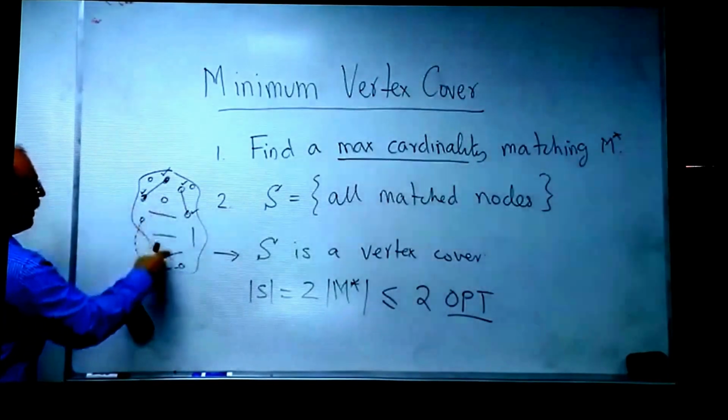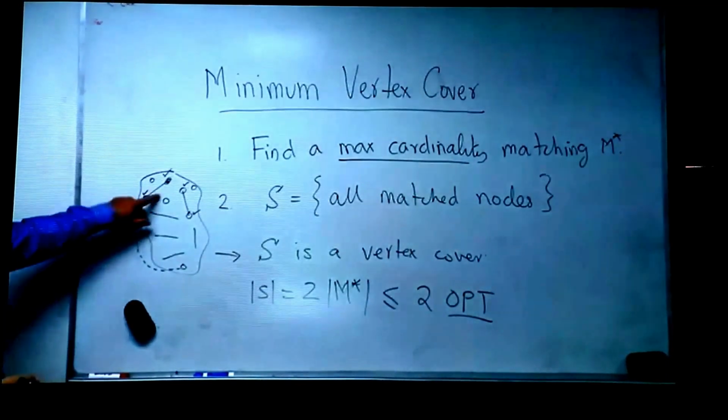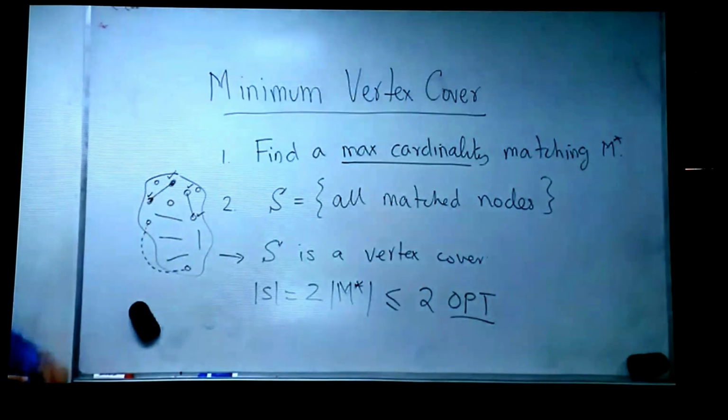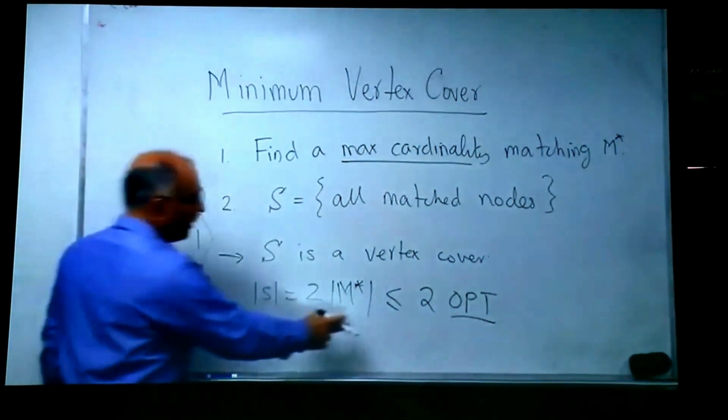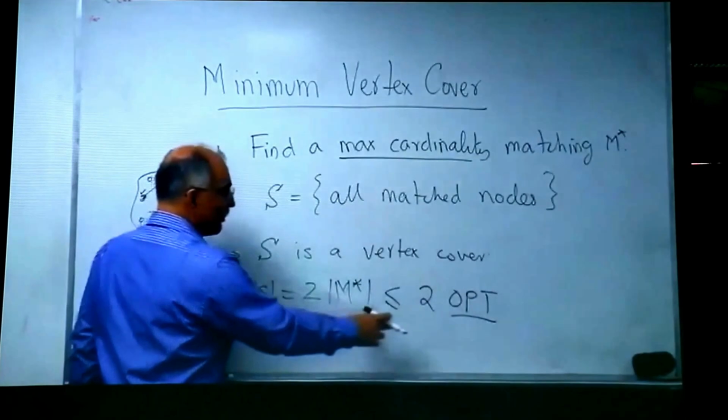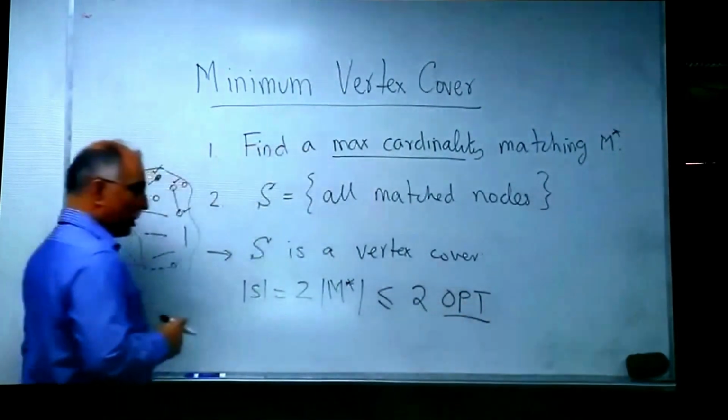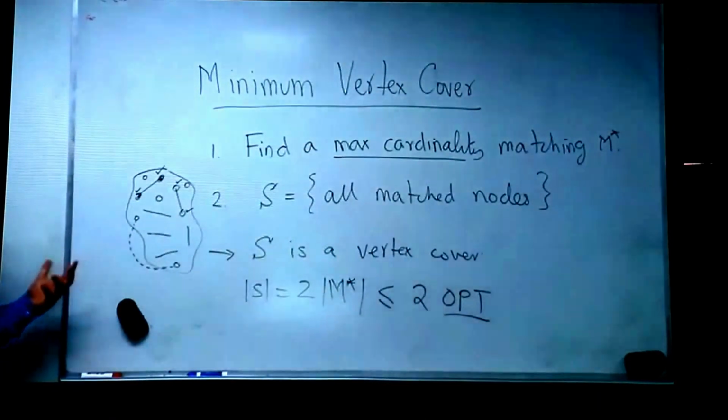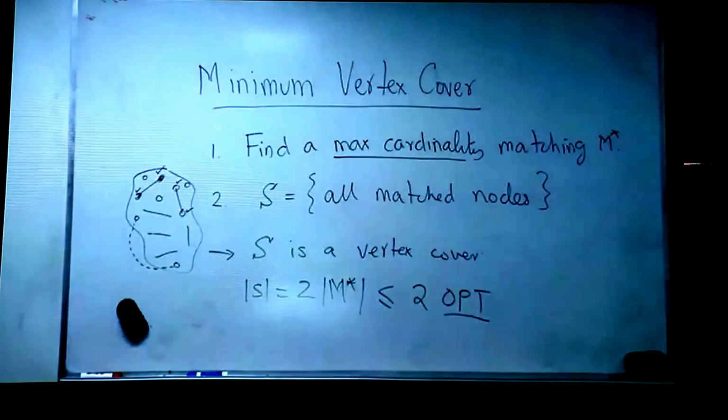And similarly, for every edge in the matching, we can argue that at least one of the endpoints has to be chosen. This means that the matching size is a lower bound on the optimum solution size. So that's it. That gives us a two approximation.